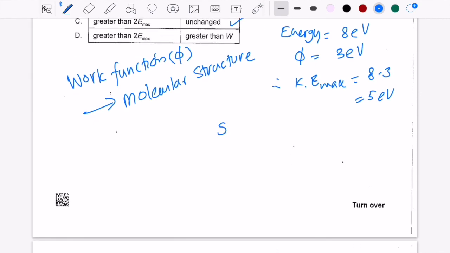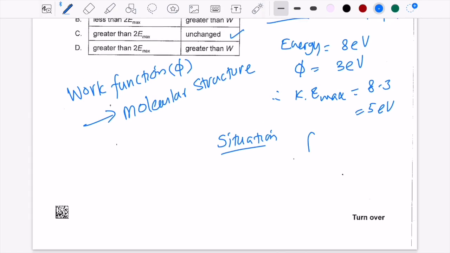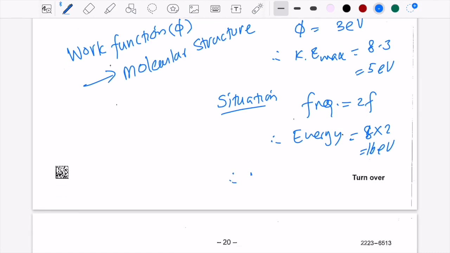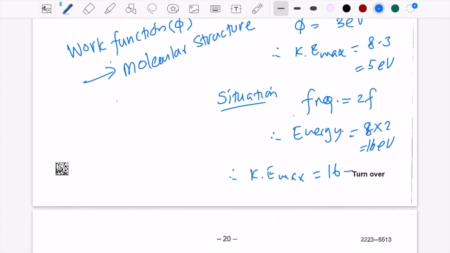Now let's go to situation 2. Now frequency has doubled, so energy will be 8 times 2, 16 electron volt, right? So maximum kinetic energy in this situation is 16 minus, still work function is 3. This gives 13 electron volt, right?